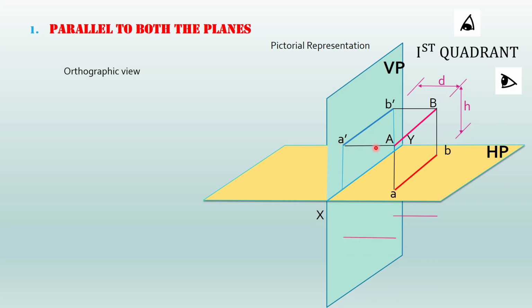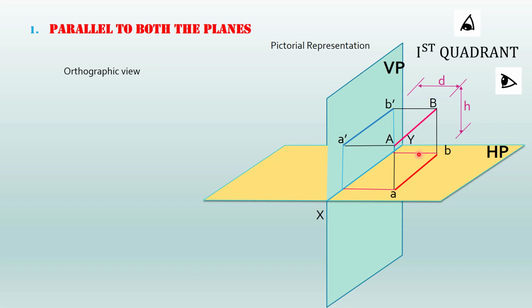Similarly, when you look from the top, you will get the image of these two projectors on the plan. Now, what is this length or what is this length? Distance of A and B from the XY line. This distance will be the distance of capital A and capital B from the vertical plane. So, the distance from the vertical plane will be obtained on the horizontal plane, and the distance from the horizontal plane will be marked on the elevation.